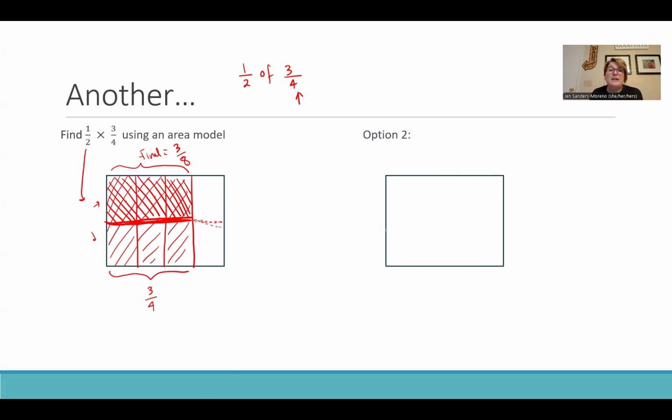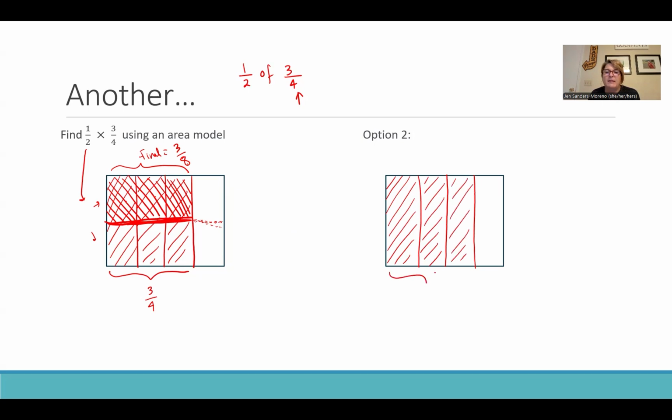Okay, if you want to do the double shade method, we're going to start off with that 3/4. I'm all nervous that I'm not going to draw this nice enough, but hopefully it's okay. All right, awesome. Okay, so let's label it. It's 3/4.